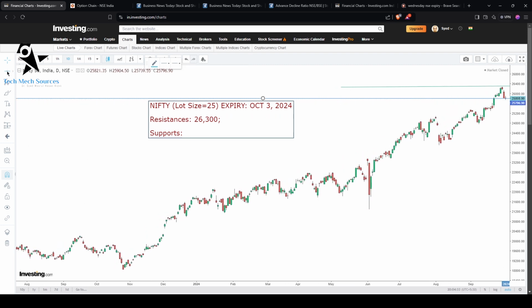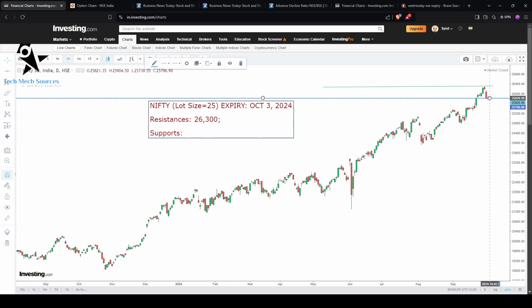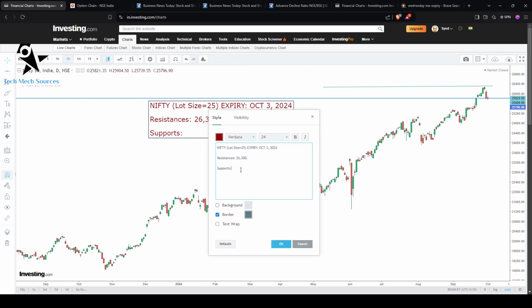Let me plot the support here. So the support is here, 25,820. So kind of 25,800, or let me write 820. So it is around 10-20 points, they don't matter. This is the support because the index is closed around this point.